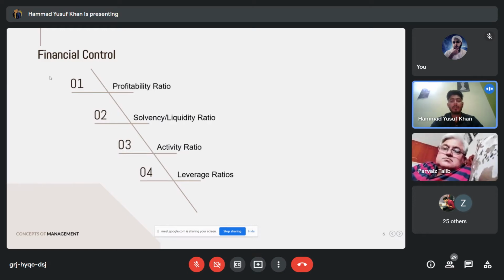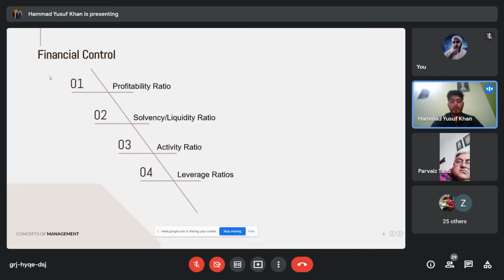The third is activity ratio. The ratio helps measure the ability of an organization to convert its inventory into sales. And the last is leverage ratios. It suggests the amount of debt a company is holding at a given point of time. It should not be too high.